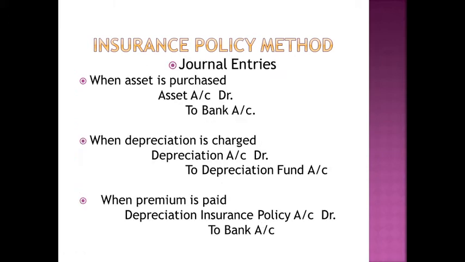Next, we will see what the journal entries to be passed under the insurance policy method are. Every year, the journal entries are passed based on the useful life of the asset. The journal entries passed are when the asset is purchased, when the depreciation is charged, and when the premium is paid. When you buy the asset at the beginning of the first year, the journal entry written will be asset account debit to bank account.